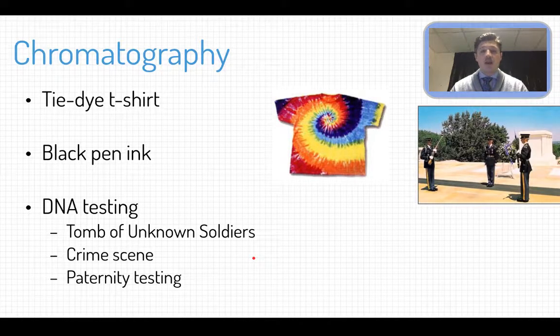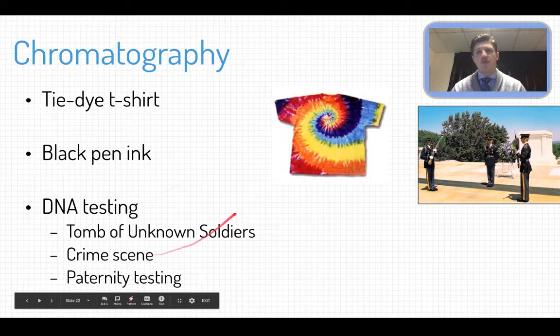Now, we've got another interesting way to separate things, and that's through chromatography. Chromatography is basically the separation of the size of particles. So in things like ink and colour, they're not actually one colour. You don't have, for example, a black pen. The black pen is actually comprised of lots of colours, and those colours are different sizes in particles. Using chromatography allows us to separate those into really cool patterns, like you can see on these tie-dye t-shirts.